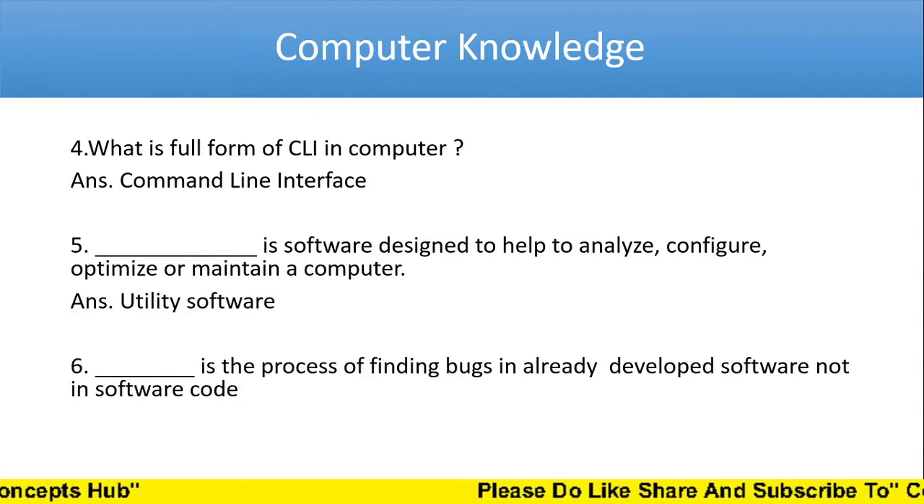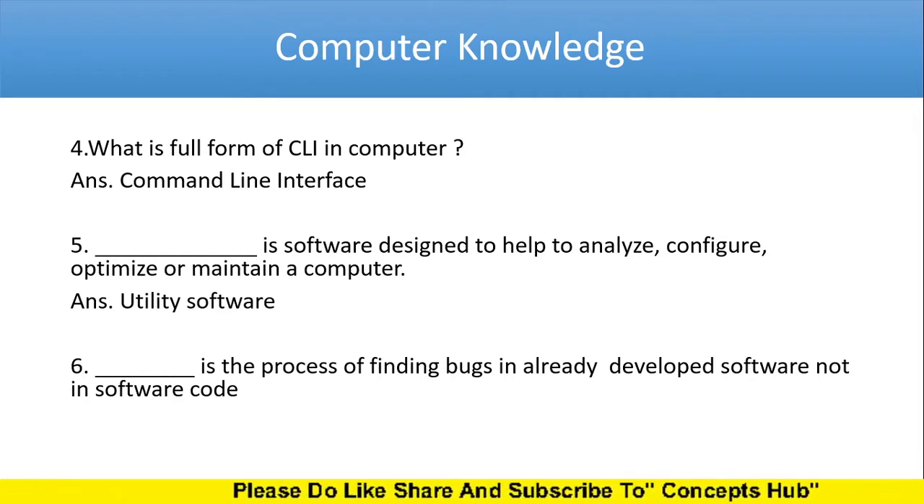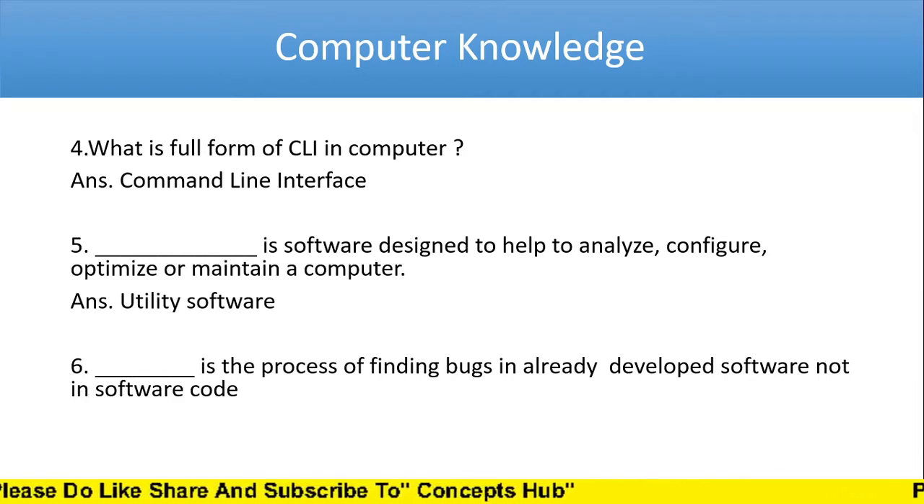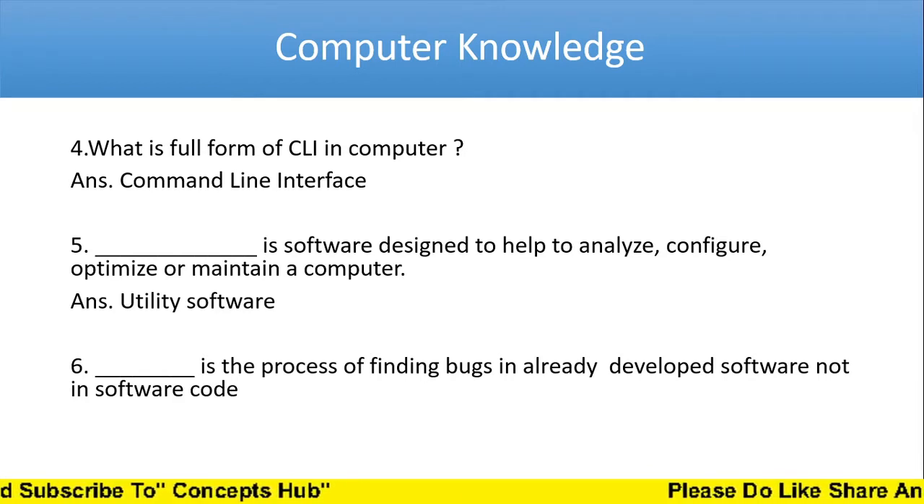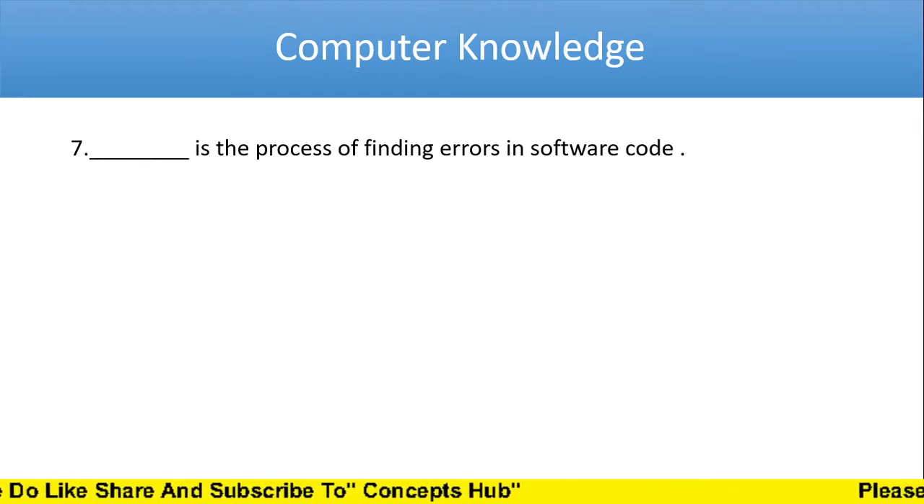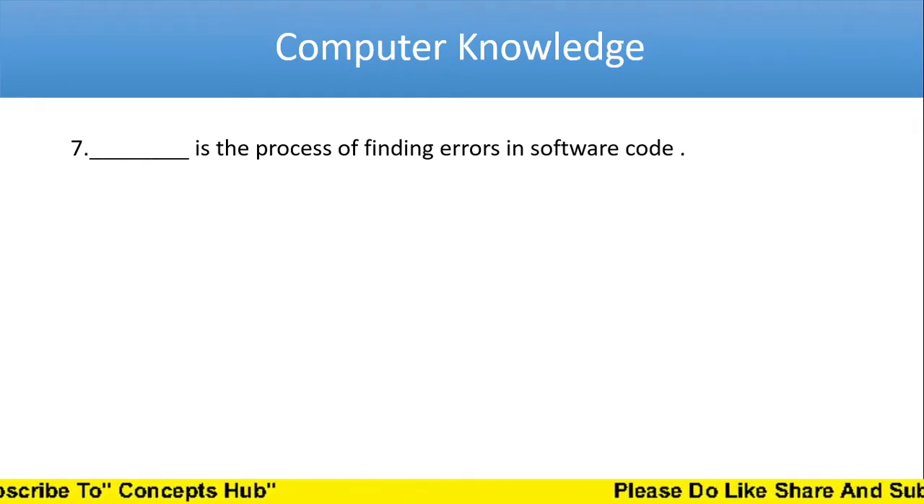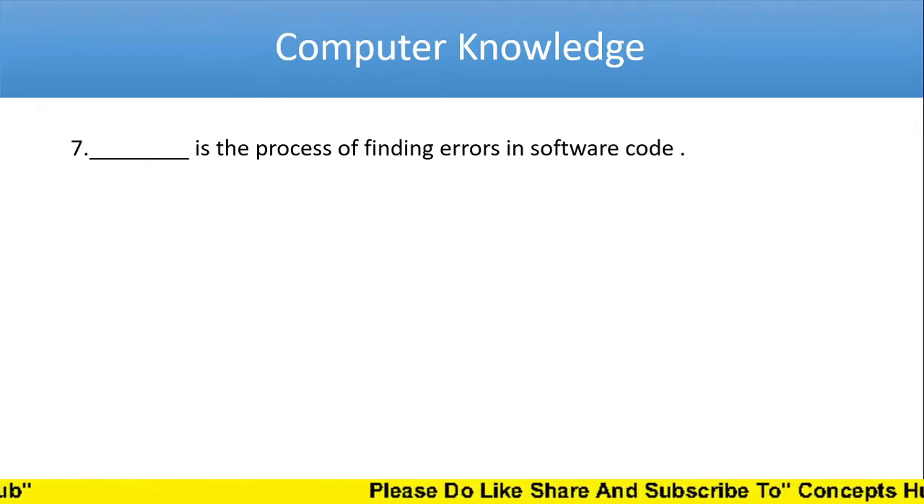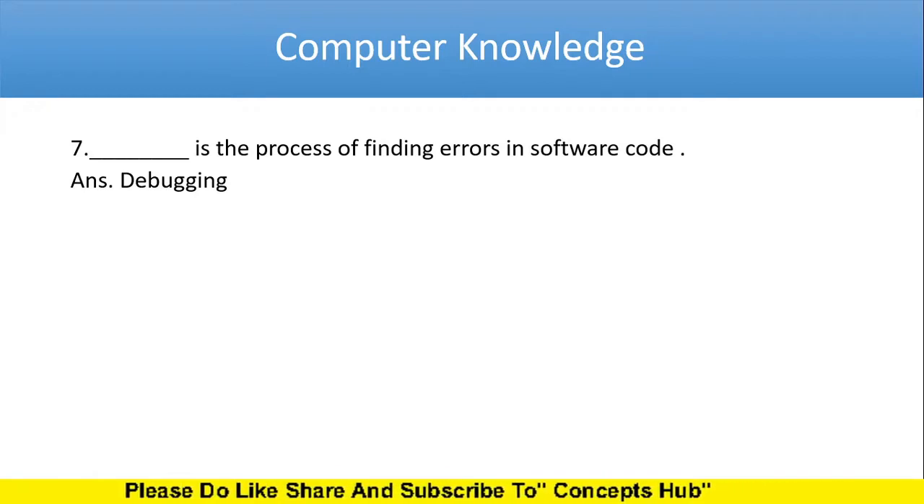Next question. Dash is the process of finding bugs in already developed software, not in software code. The answer is testing. Next question. Dash is the process of finding errors in software code. The answer is debugging.